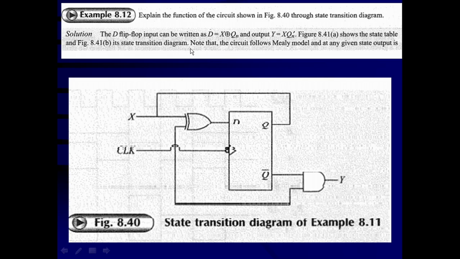So in the next picture we are going to see the state table as well as the state transition diagram. Note that the circuit follows the Mealy model, and at any given time the output state is a function of the present output Qn as well as the input X also.